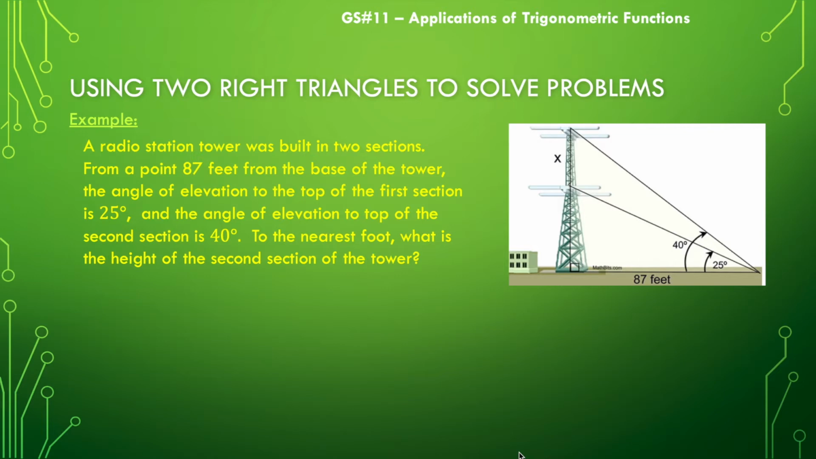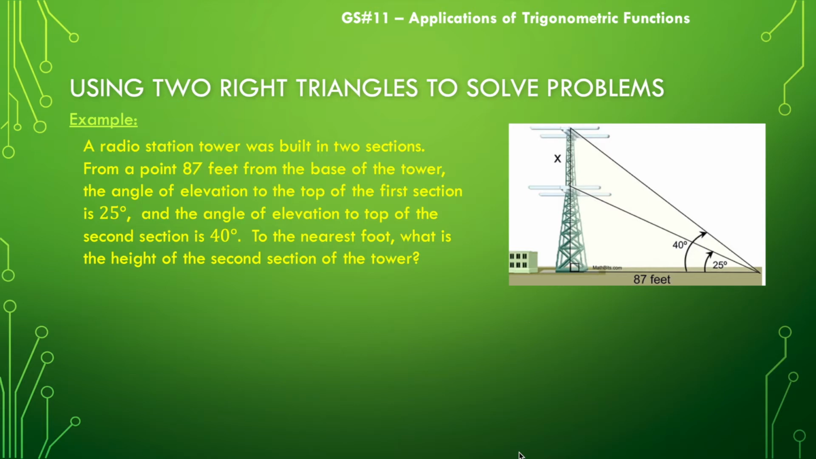Let's read what we know about this tower. A radio station tower was built in two sections. From a point 87 feet from the base of the tower, the angle of elevation to the top of the first section is 25 degrees. And the angle of elevation to the top of the second section is 40 degrees. To the nearest foot, what is the height of the second section of the tower?